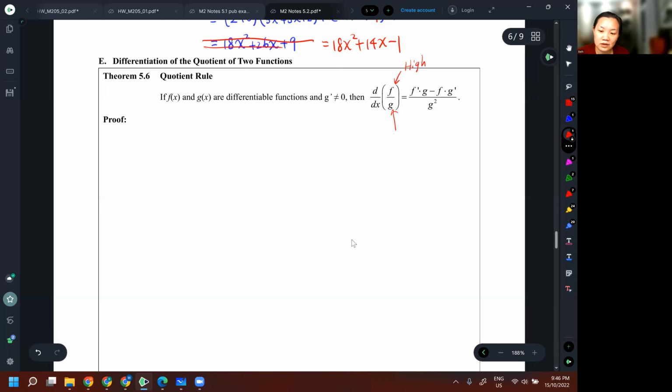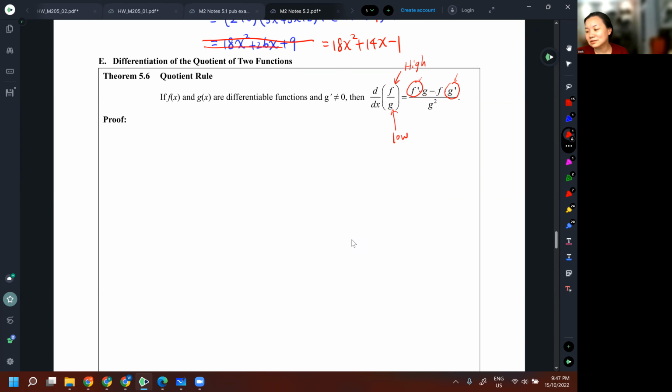This one, I call it low. I'm referring to the position inside the fraction. So the final answer of this derivative can be shortened to d high low minus d low high. This is d low. This is d high. D high low minus d low high divided by low squared.